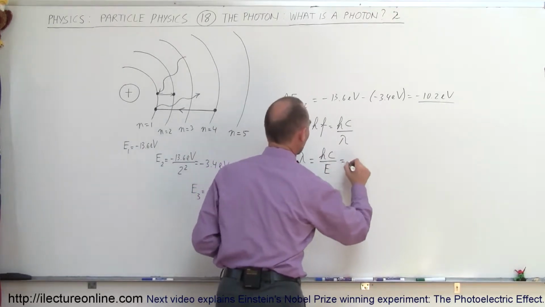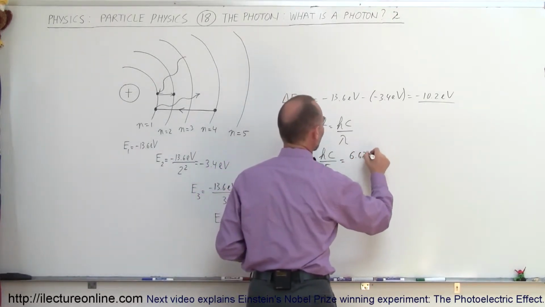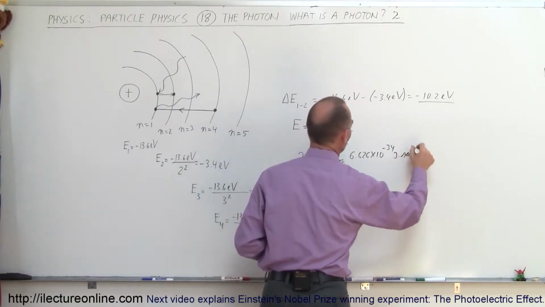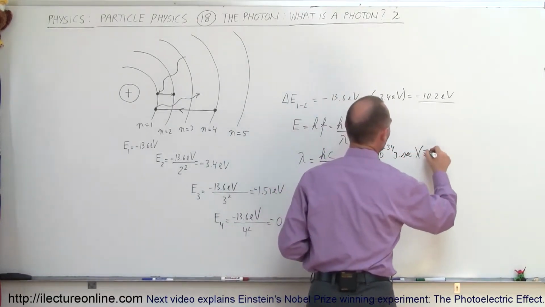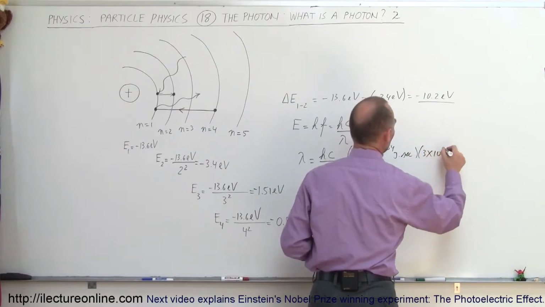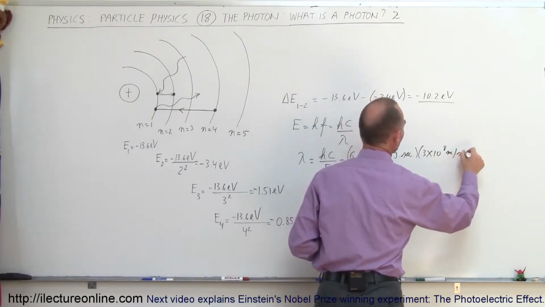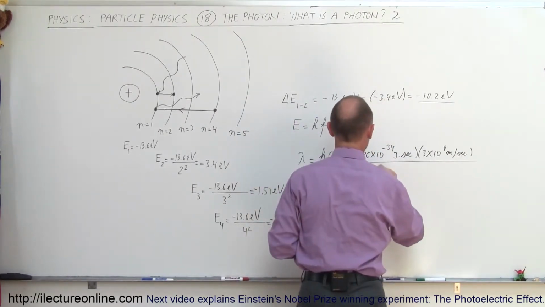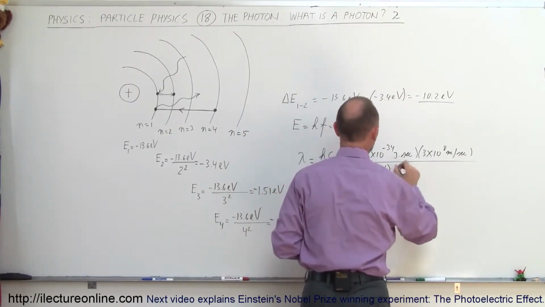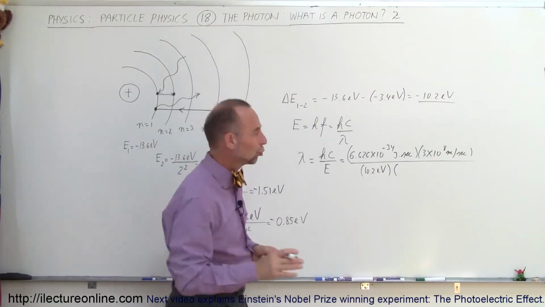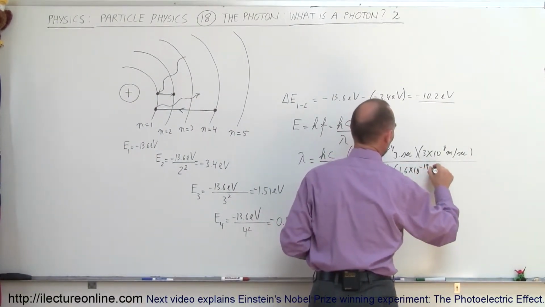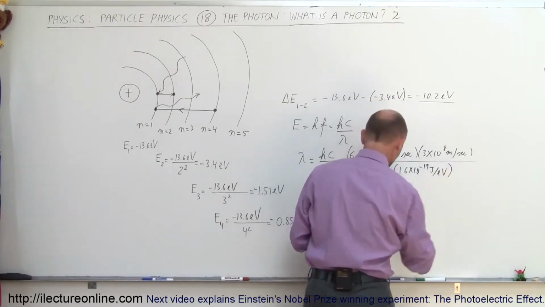All right, so let's plug in the numbers. That would be 6.626 times 10 to the minus 34 joule-seconds, multiplied by the speed of light, 3 times 10 to the 8 meters per second. And then we divide that by the energy required, which was 10.2 electron volts. And of course, we want to convert from electron volts to joules. That would be 1.6 times 10 to the minus 19 joules per electron volt.